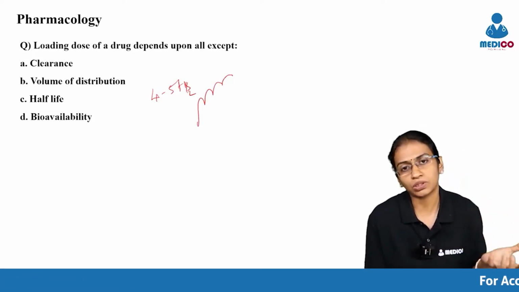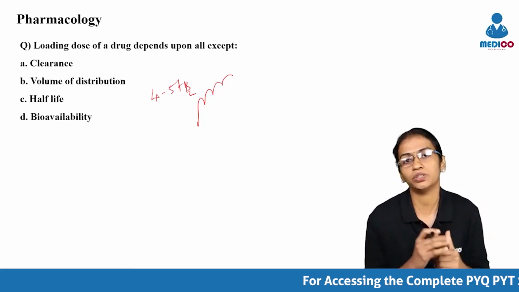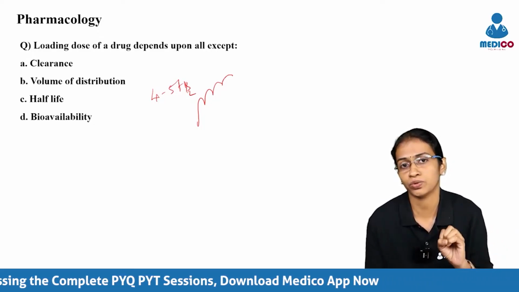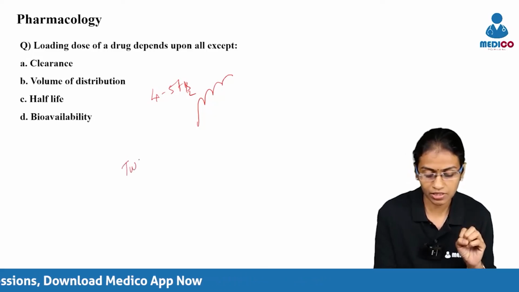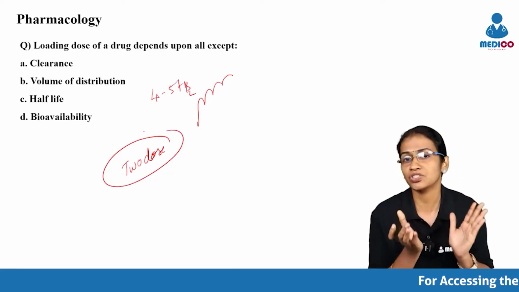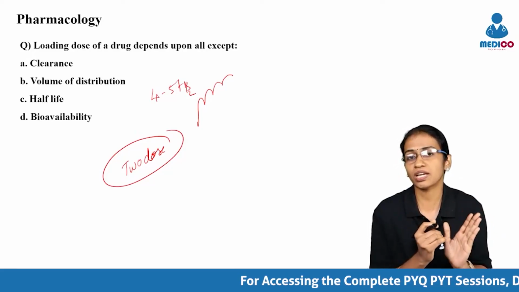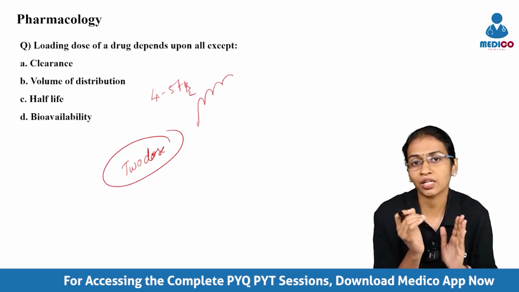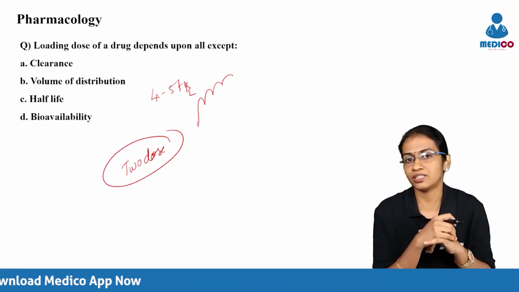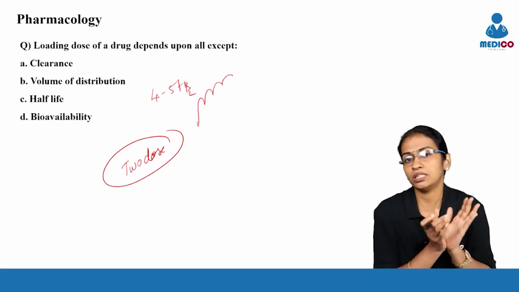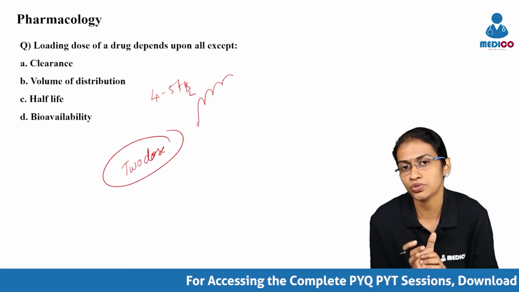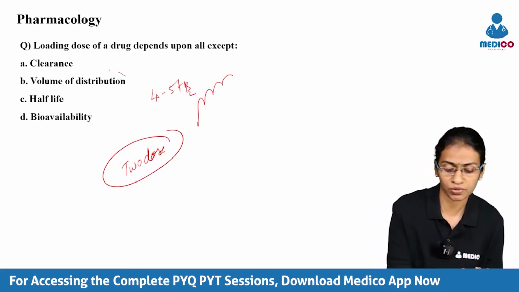So if it is a drug with a long half-life, it will take a long duration to reach the steady state plasma concentration. So the idea of the loading dose, or the two-dose strategy, is that we give an initial loading dose to load or saturate the tissue stores so that the drug reaches the desired plasma concentration at a faster rate. So we are basically giving this dose to load the tissue stores. The main primary factor that determines the loading dose is your volume of distribution.